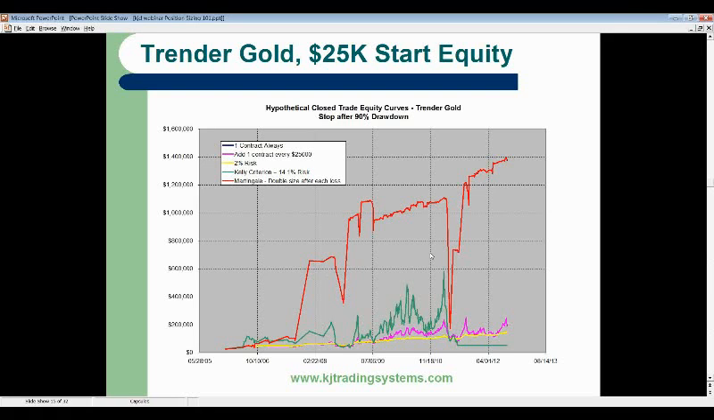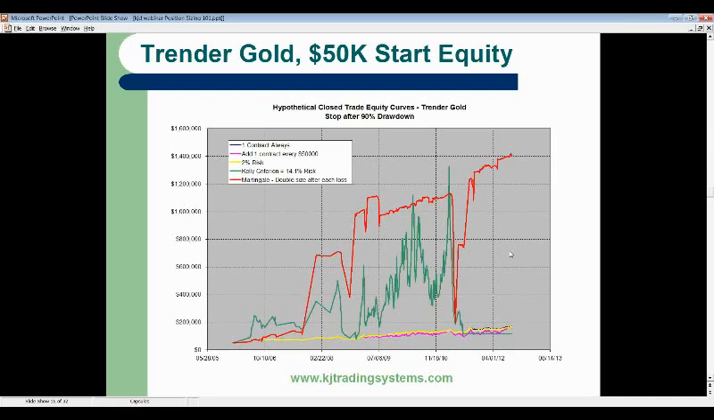The other interesting thing is it depends on your start equity. So if I change it to 50,000, you can see the red line actually is exactly the same. The scale might have changed, but its results are the same. But now you see the Kelly system changes a little bit, although it still ends up blowing out its account.